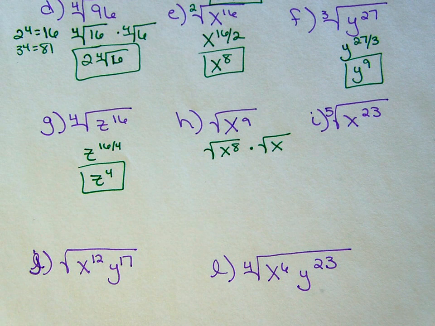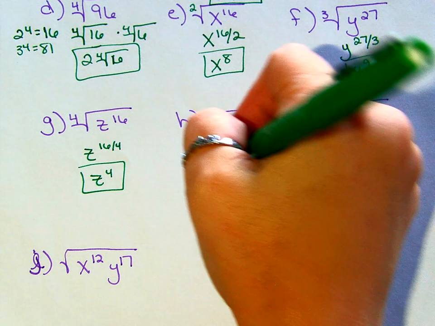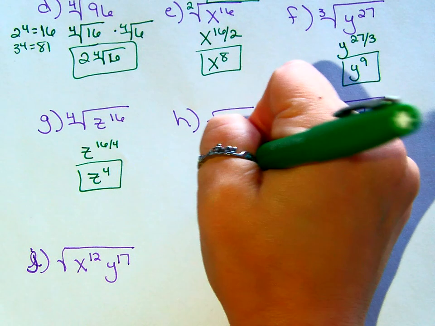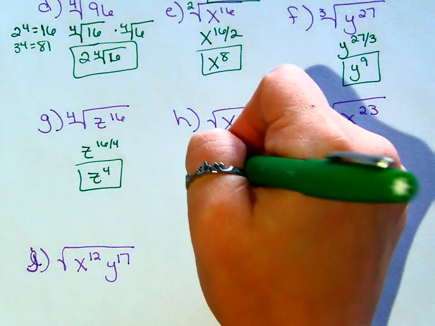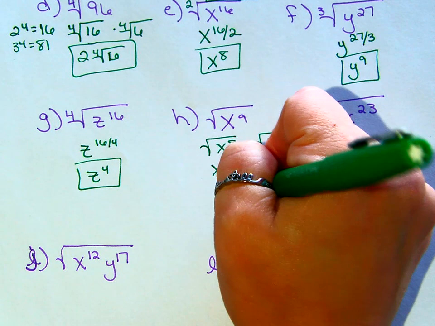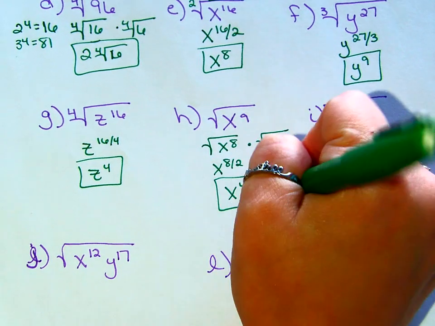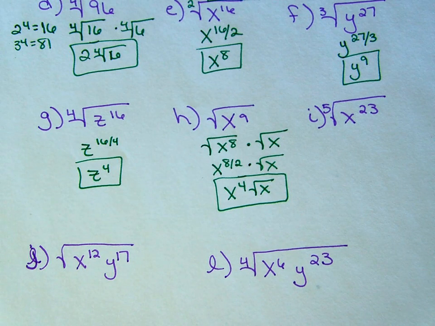This goes back to chapter 5. I think it's 5.1. Well, this would be x to the 8 over 2 times radical x. 8 divided by 2 is x to the 4th. And we still have that radical x because that one's not going to simplify. It's not a perfect square. We can't take it out.